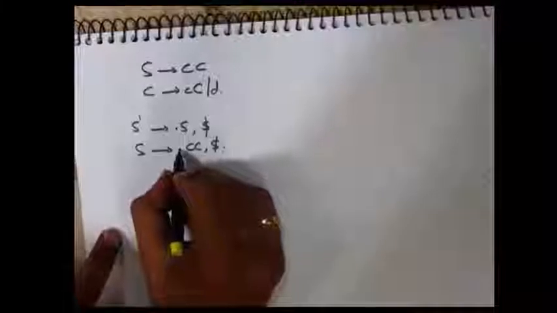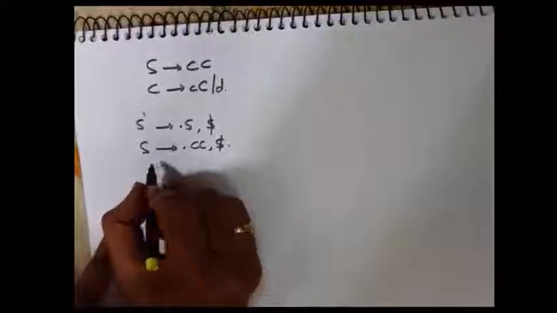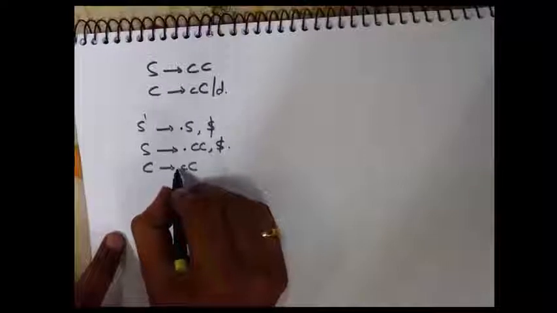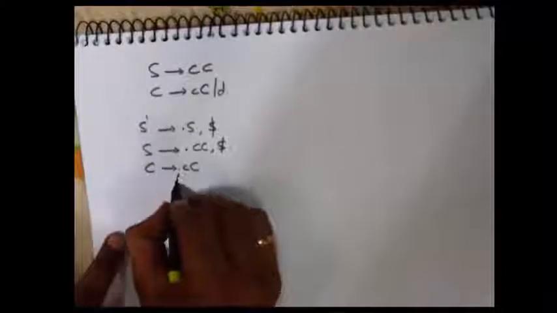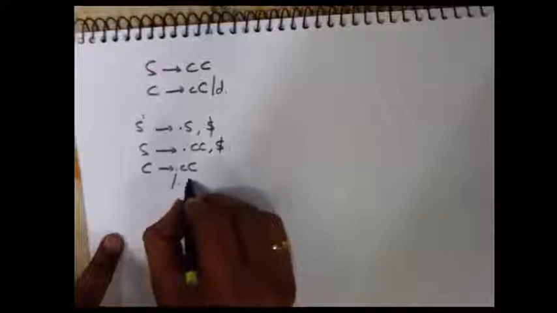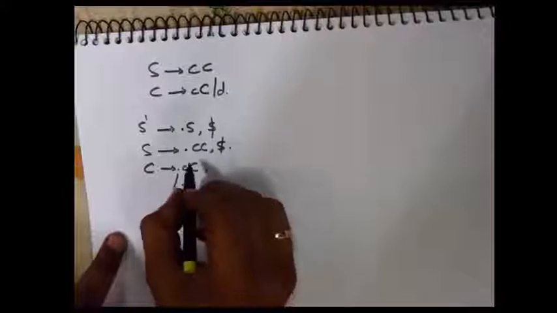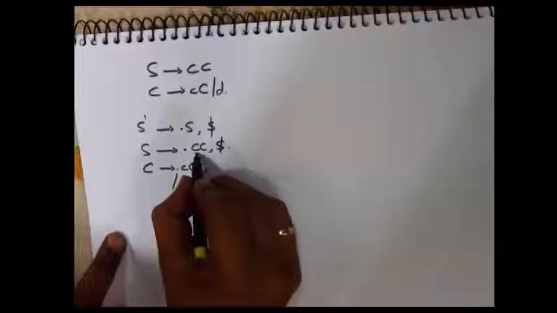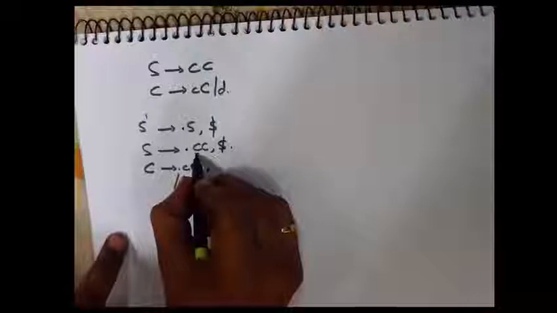And now we must include all the productions of C. Why? Because it was after the dot. So now the production of C derives dot cC. It also derives dot d, as the production of C is because of this C which was in the previous production.